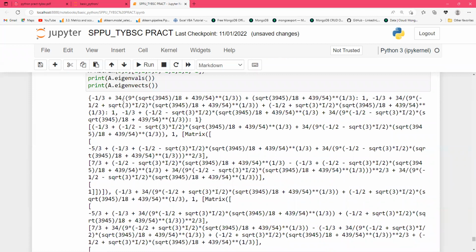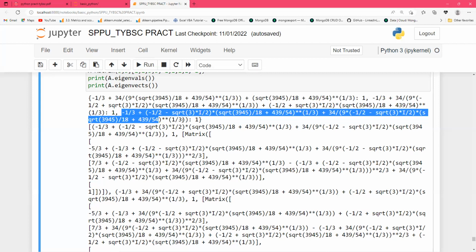Minus 1 by 3 plus 34 upon 9 into square root of 3945 upon 18 plus 439 upon 54 raised to power 1 by 3 plus this one and so on, and it repeats only one time. Okay, so this is the thing that we have to remember. And then this is the eigenvalue again, starting from here to here. So it's the second eigenvalue, and it is the third eigenvalue.